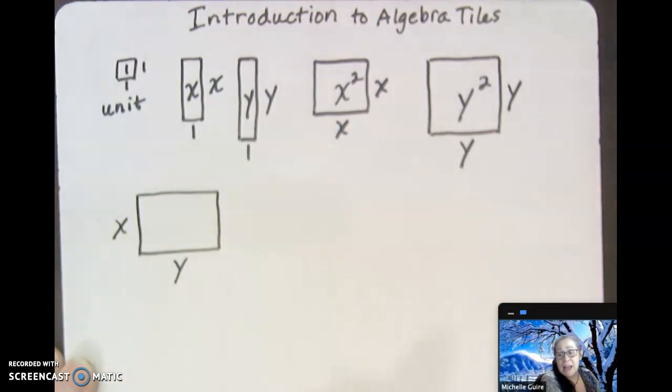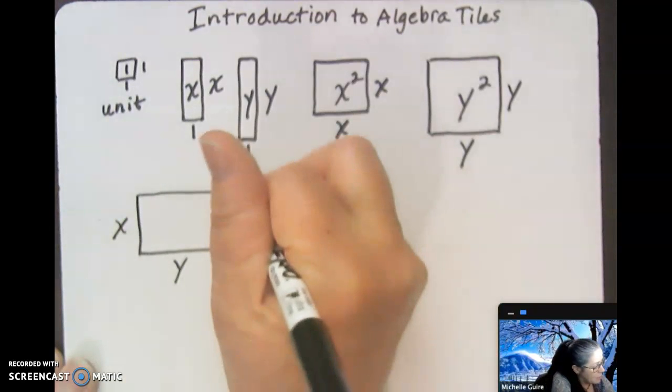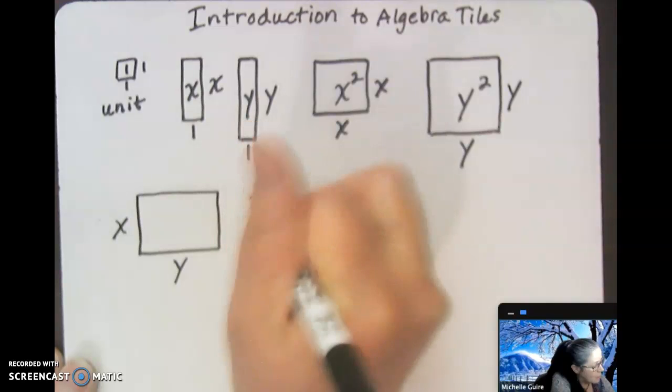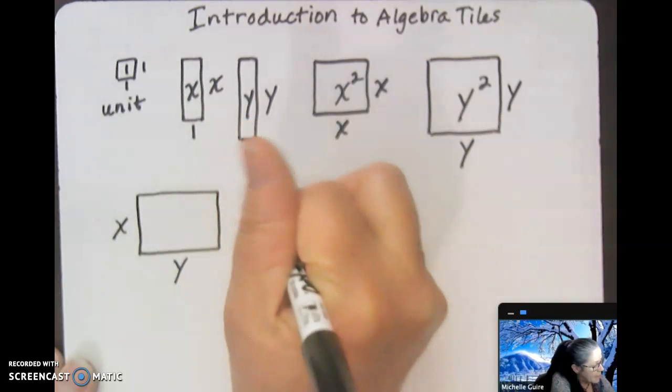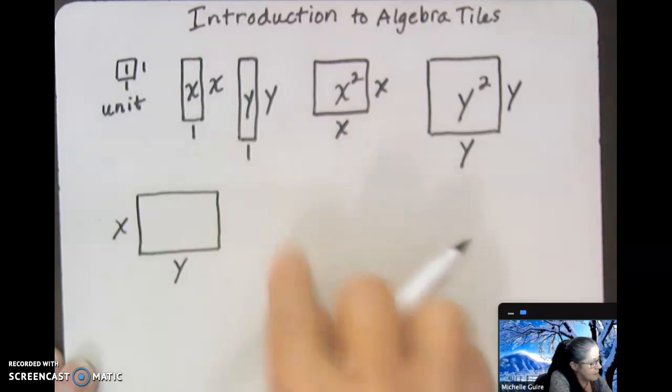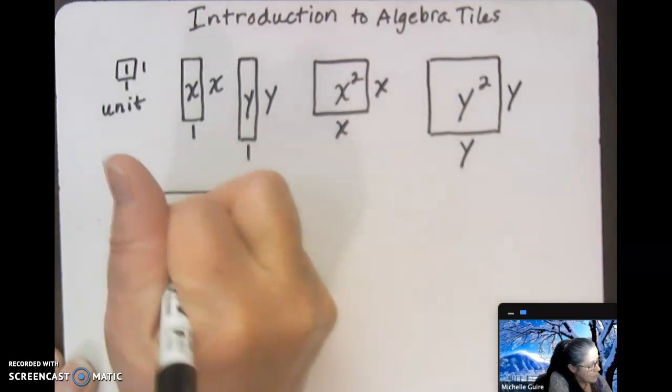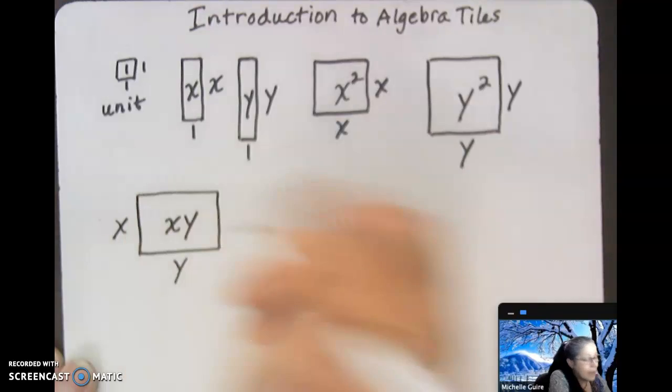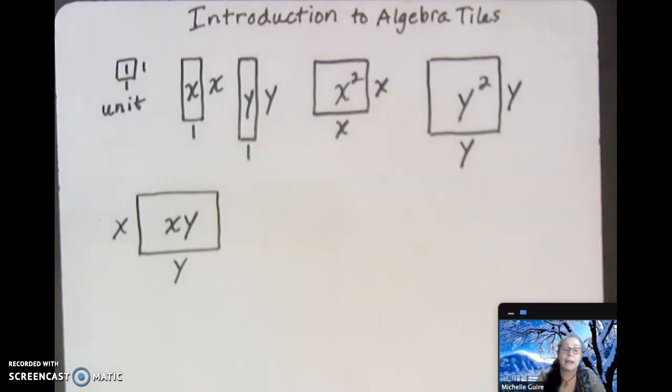So this is going to be x times y, and you can write x times y or y times x. But in algebra, we usually do this in alphabetical order, and we write the letters next to each other to mean multiply. So this is the x, y tile, and that means x times y. So these are your 6 tiles that we're going to be dealing with, all right?